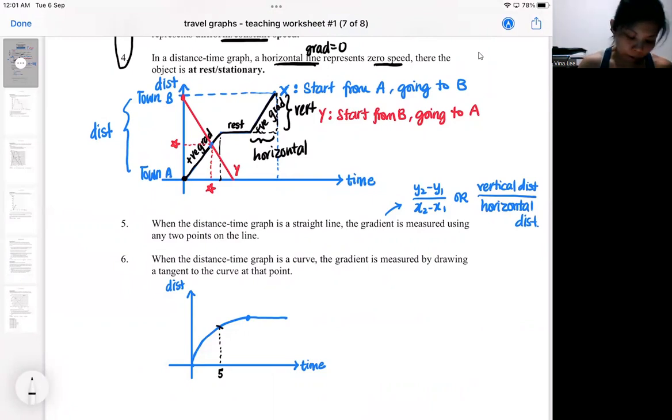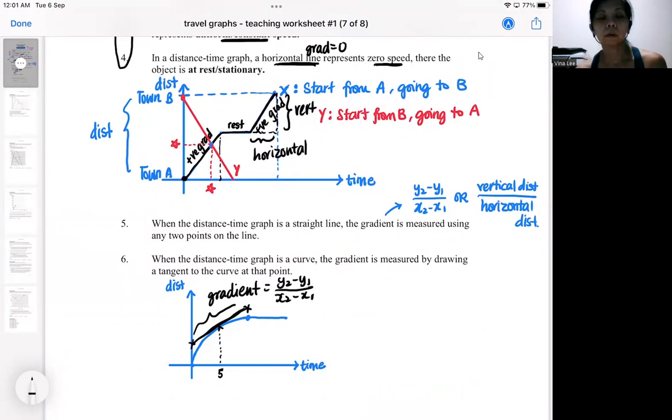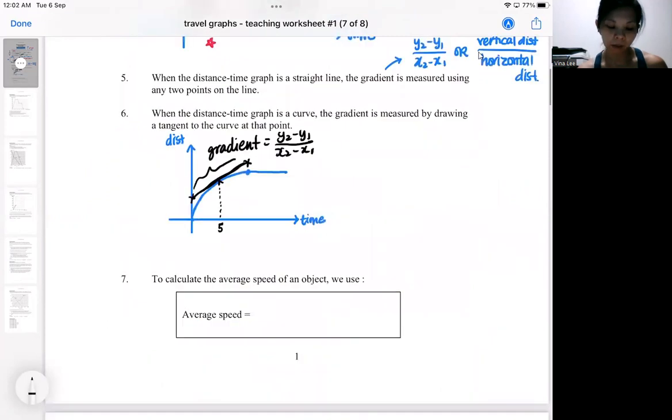So I've got to draw a tangent here. And then I've got to get 2 points, and then I calculate my gradient. So you only need to do that when you have a curve, but it doesn't happen so often. Okay, so these are the main features and the main understanding.